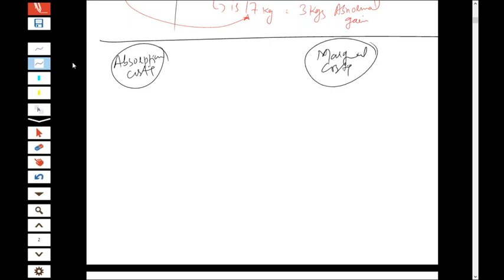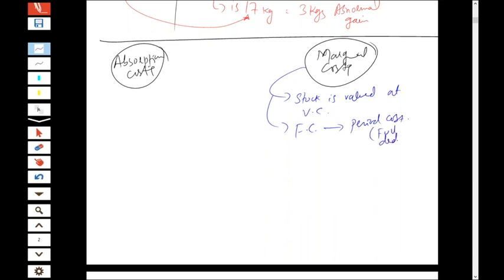Now, the main theme of marginal costing is that stock is valued at variable cost, and fixed cost is charged as a period cost, as a period cost that is fully deducted. And what is absorption costing? In absorption costing, you value your stock at direct material, direct labor, plus variable overheads, plus fixed overheads.